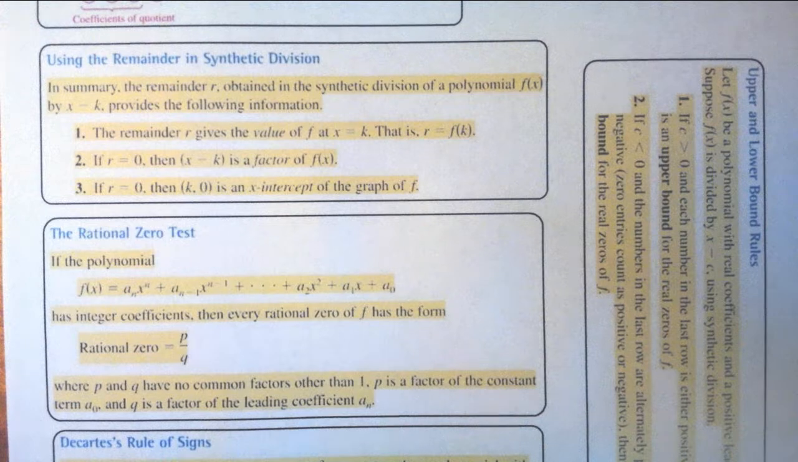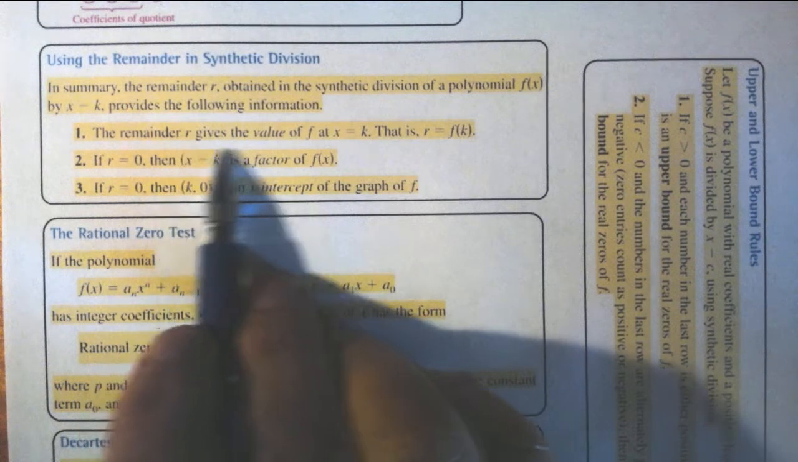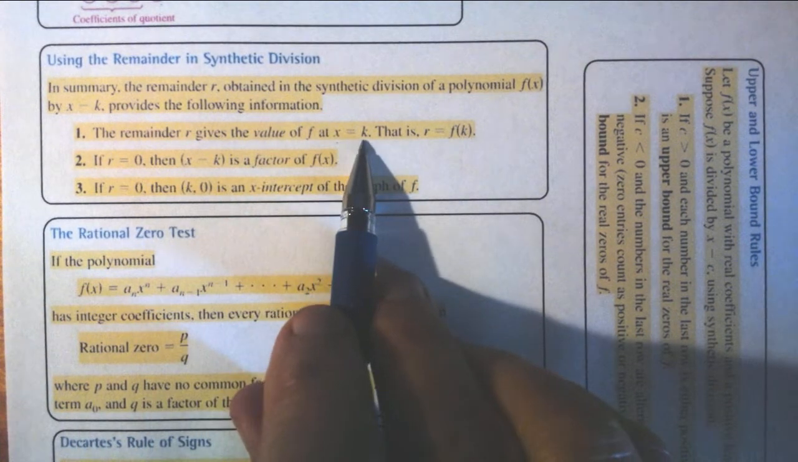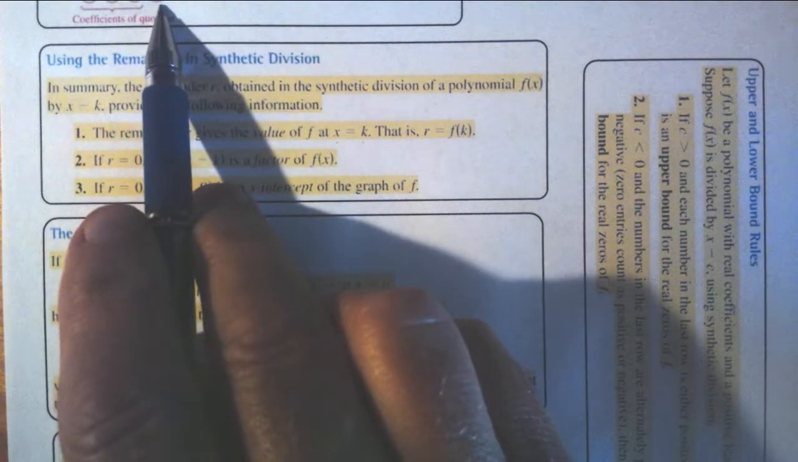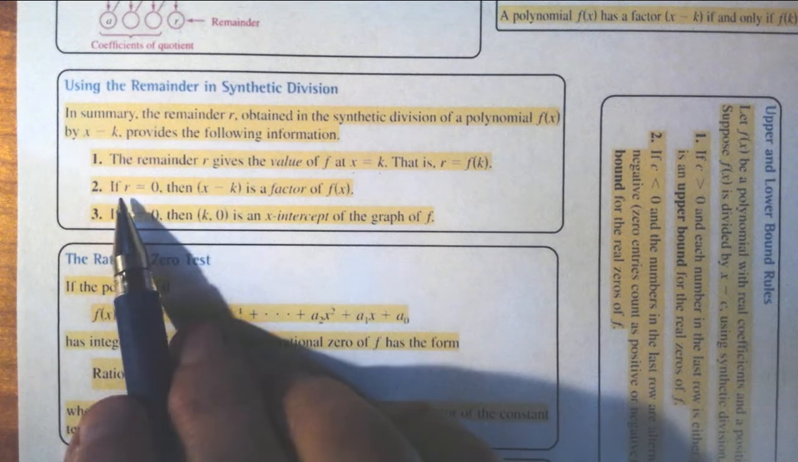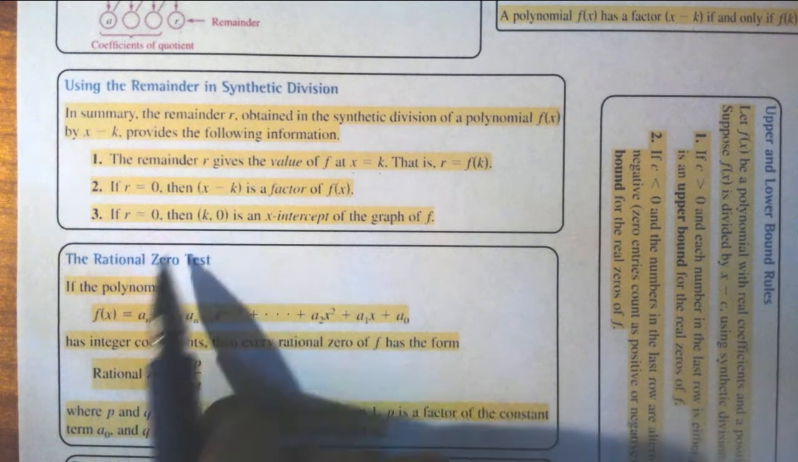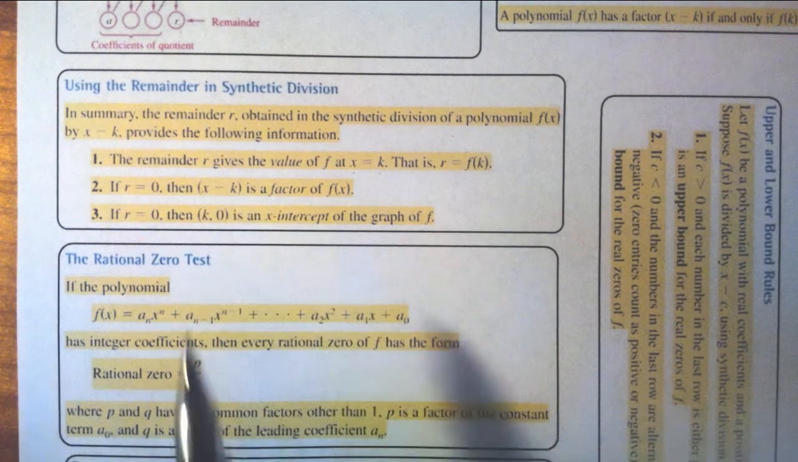As you can see, there's a lot going on in 2.3. In summary, the remainder r obtained by synthetic division tells us the following things. The remainder r does give the value of f when x equals k. So if I want to find an ordered pair located at x equals 6, I can just run 6 through synthetically, and whatever I end up with in this bottom position, that's what f of 6 is. If I end up with 12, the ordered pair (6, 12) is on the graph. If r is 0, then k is a 0, and therefore x minus k is a factor. We talked about that back in 2.2.